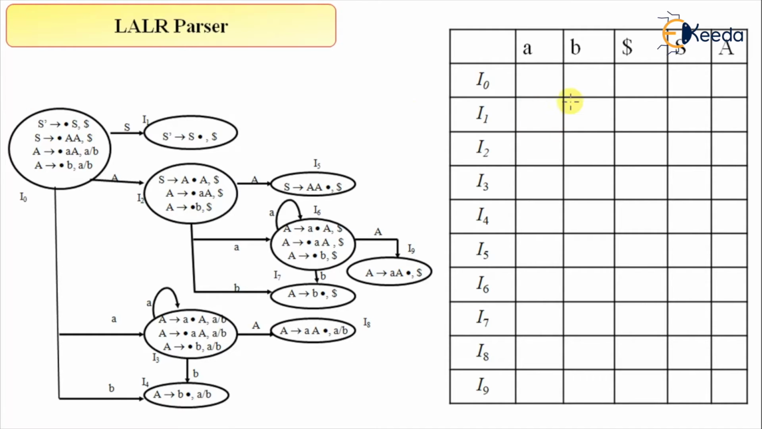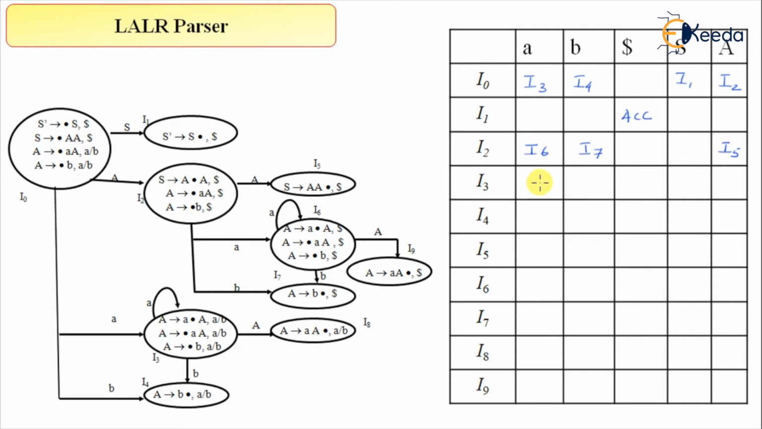So I0 on input S is going to the state I1, and on input small a is going to the state I2. On capital A, it is going to the state I3, and then here I4. This is the usual entry, that is your accept. I2 on input capital A is going to the state I5. On input small a, it is going to the state I6. On input B, it is going to the state I7.